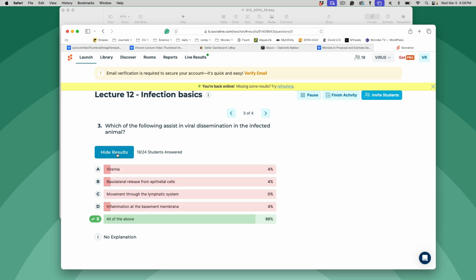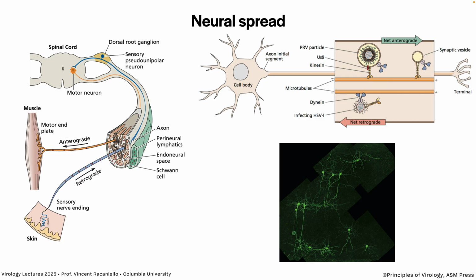So the answer is all of the above. All of these things assist in viral dissemination. Viremia, basolateral release, right? Movement through the lymphatic system, inflammation to break the basement membrane. So we've talked about viruses spreading through the basement membrane, through the blood.